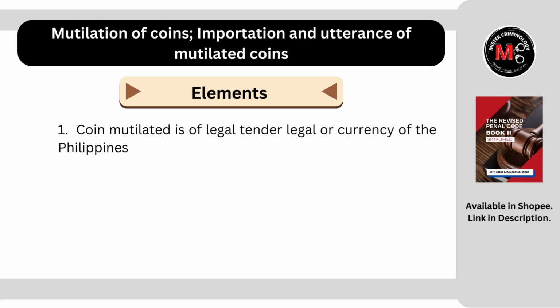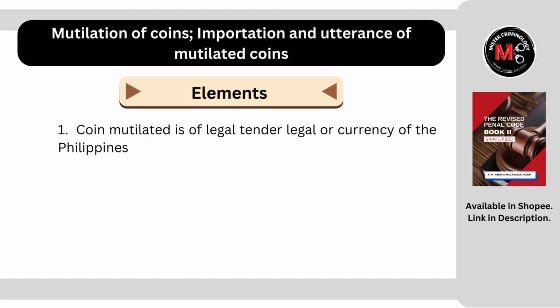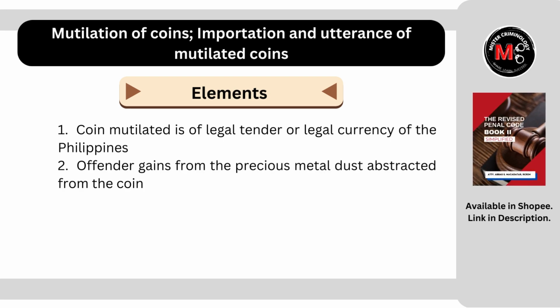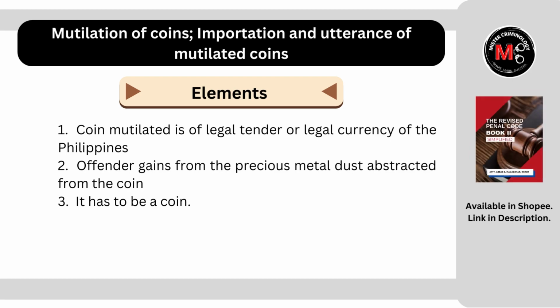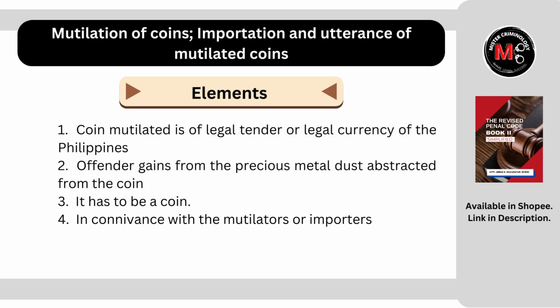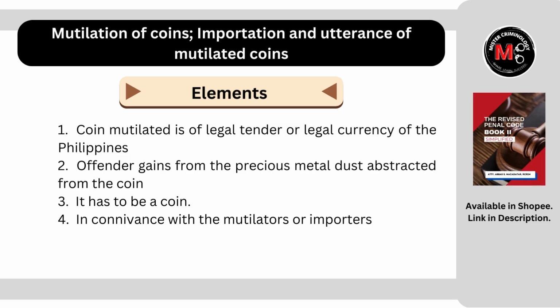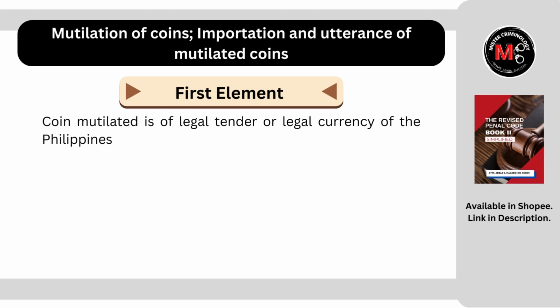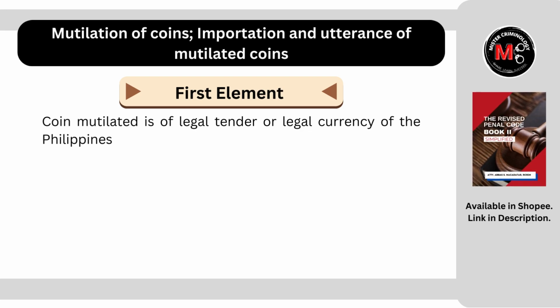First, coin mutilated is of legal tender or legal currency of the Philippines. Second, offender gains from the precious metal thus abstracted from the coin. Third, it has to be a coin. And fourth, in connivance with the mutilators or importers. I-discuss natin bawat element. First element, coin mutilated is of legal tender or legal currency of the Philippines.